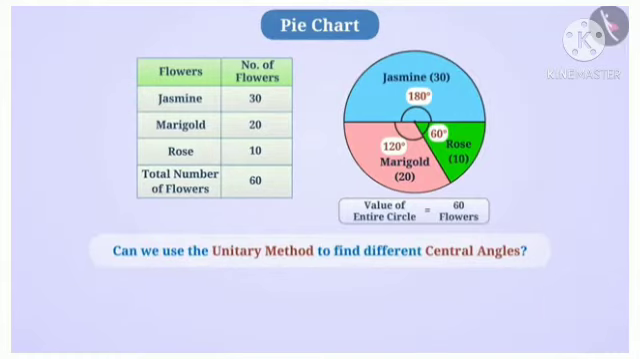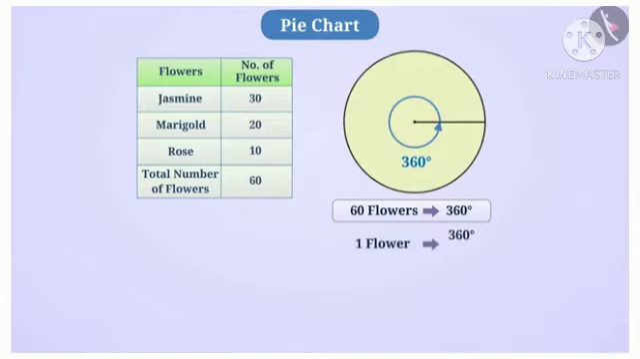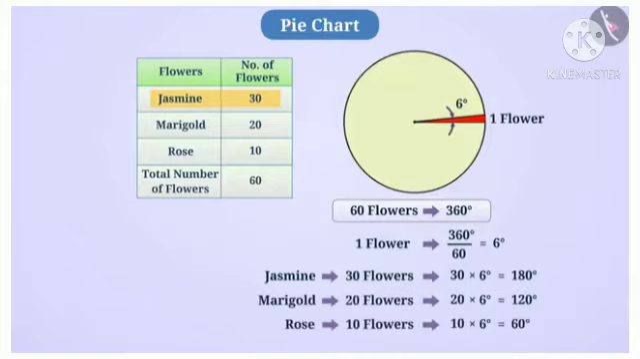Let me tell you, we know that the central angle of an entire circle is 360 degrees. So, we can say that 60 flowers represent the central angle of 360 degrees. In this way, one flower can be represented with a central angle of 360 degrees divided by 60, which is equal to 6 degrees. Now, the number of jasmine flowers is 30. So, we can represent this number by 30 multiplied by 6 degrees, which is equal to 180 degrees. In the same way, you can get different central angles using the unitary method.